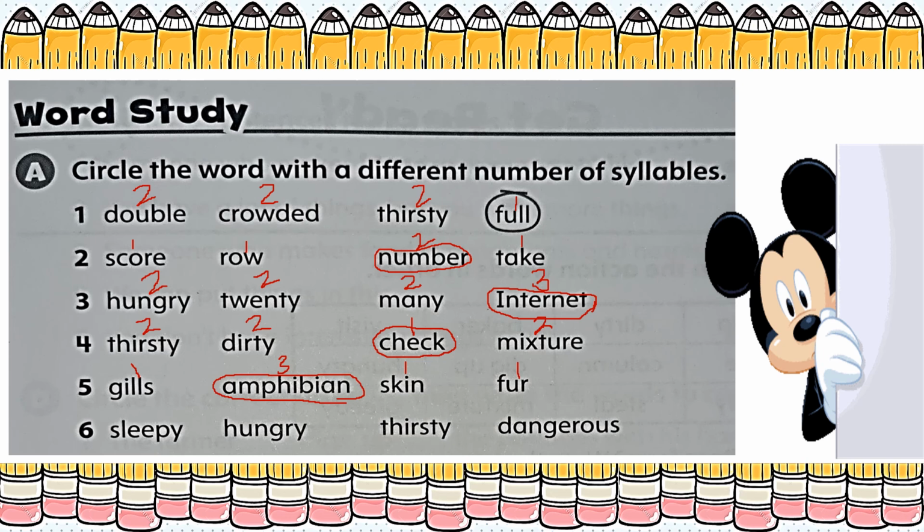Now last one, number 6. Sleepy. 2. Hungry. Another 2. Thirsty. Another 2. And then how about the word dangerous? How many syllables? Is it 2? No, it's 3. So which one are we going to encircle? The word dangerous. Very good, grade 2.